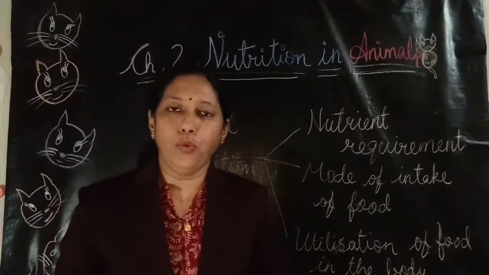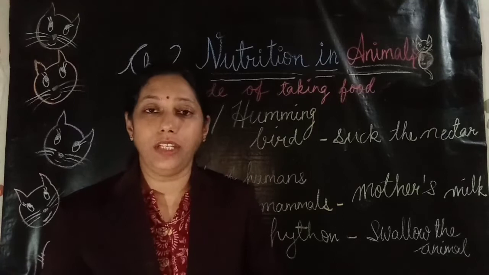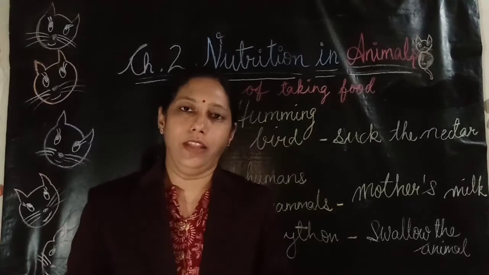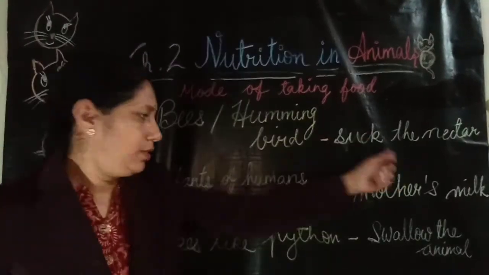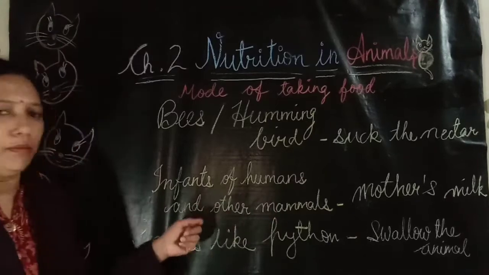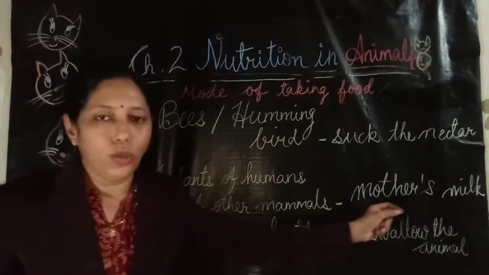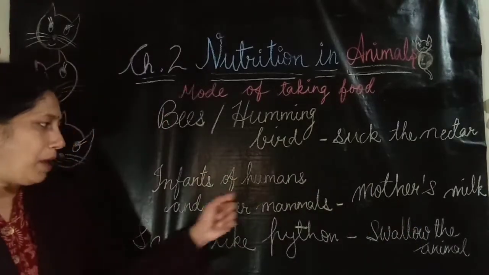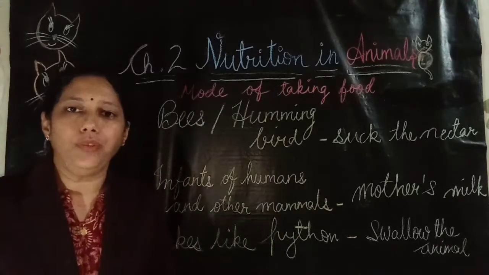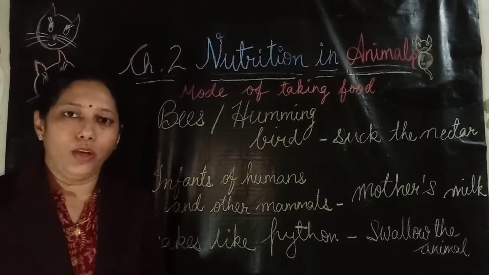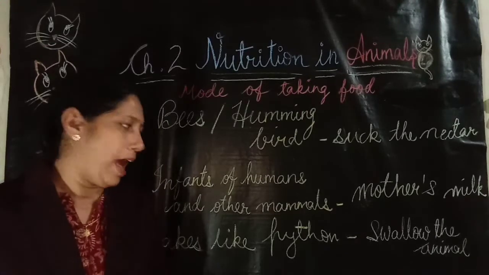The mode of taking food is different in different organisms. Now we will see the different ways by which different organisms take food in their mouth. Here, bees and hummingbirds suck the nectar. Infants of humans and other mammals feed on mother's milk. Snakes like python swallow the animal they prey upon. Mammals are the animals that feed their babies with milk, like buffaloes, cows, cats, dogs and humans.